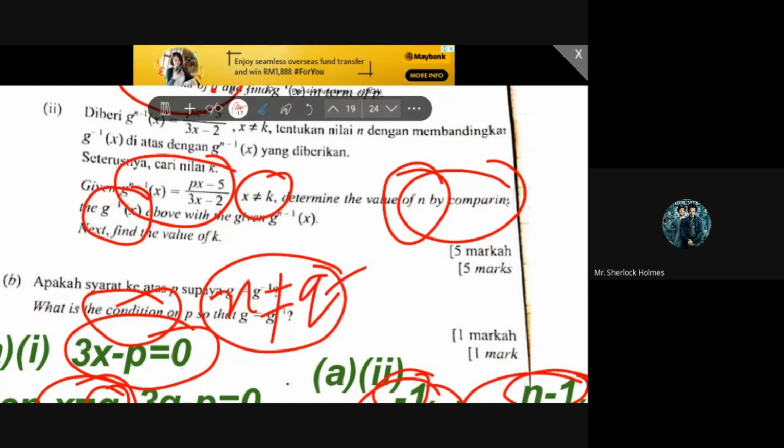Tapi mereka buat bombastic. Yeah, I got it. Yeah, very good. P is 2. Correct. So that's your answer. So how I get it, you see over here.